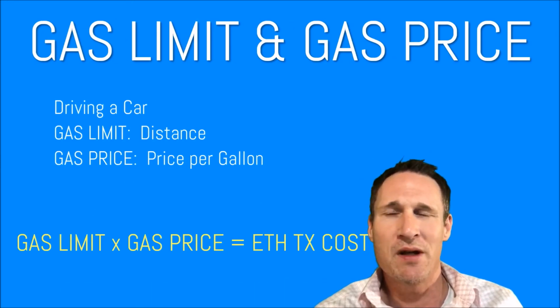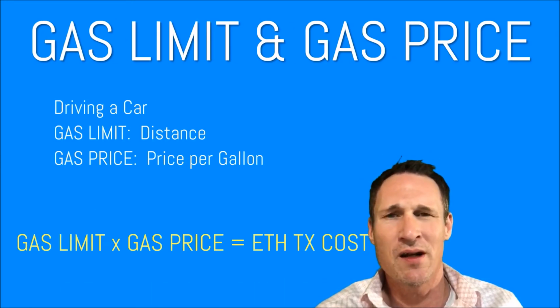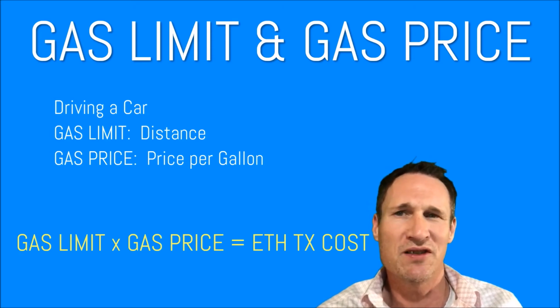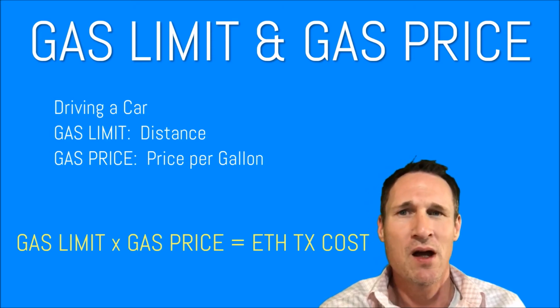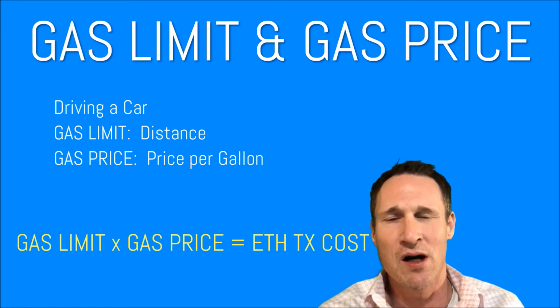So the gas limit and gas price, consider it kind of like driving a car. Gas limit being the distance and gas price being the price per gallon. And if you multiply them, you're going to get the Ethereum transaction cost.